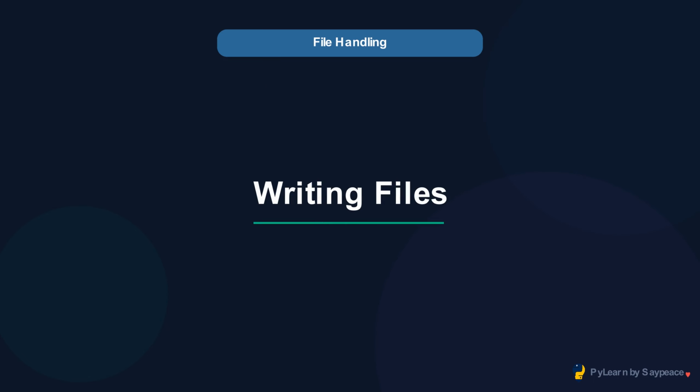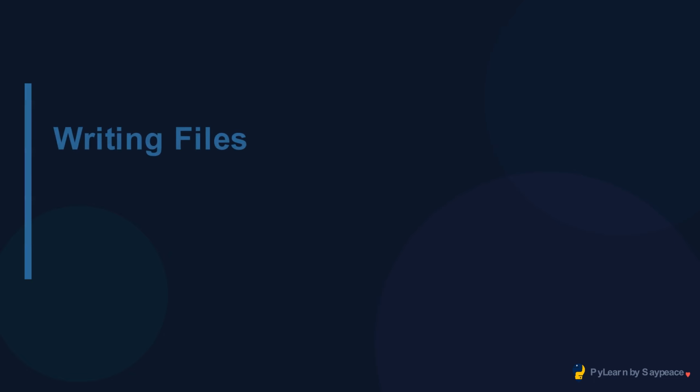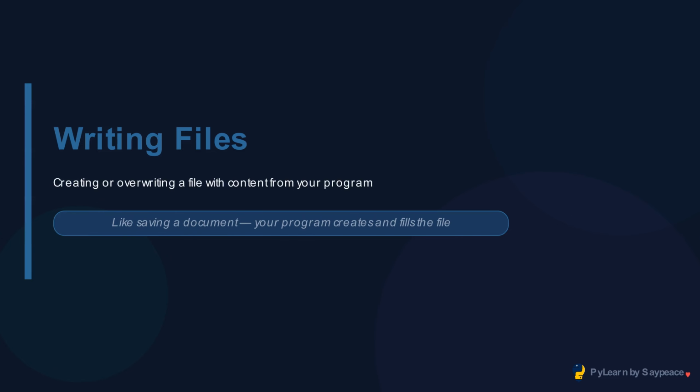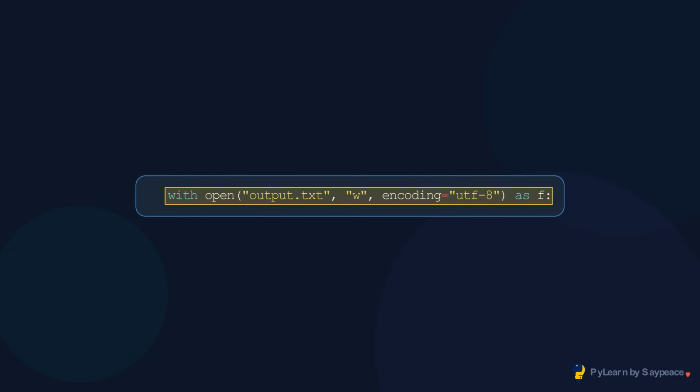Welcome to Writing Files. Writing to a file is how your program saves its results. Open with mode W to create or overwrite. Open with mode A to append without destroying existing content. The second argument is the mode. W creates the file if it does not exist, or overwrites if it does.